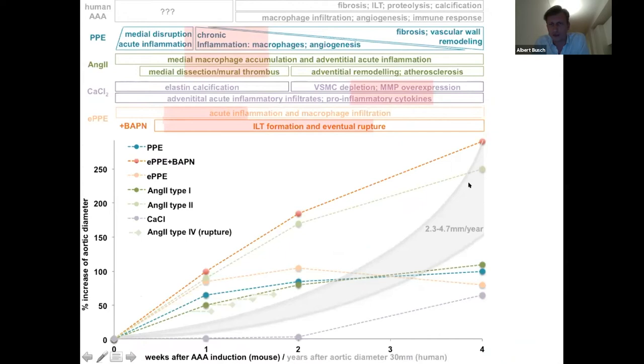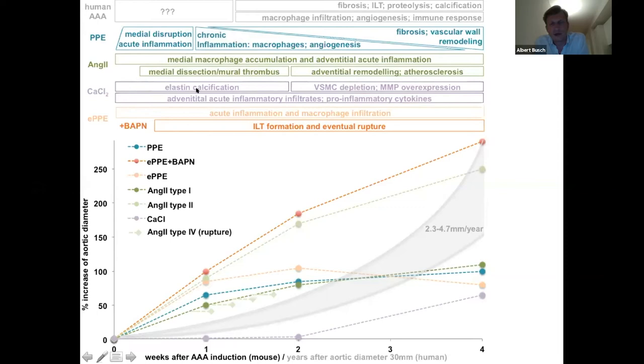And then looking at the four different mouse models that I just introduced, sorry to go back one slide, you can see that they all at different time points, first of all, none of these actually grow in an exponential way. They would all grow in this more linear way and actually lose speed again.